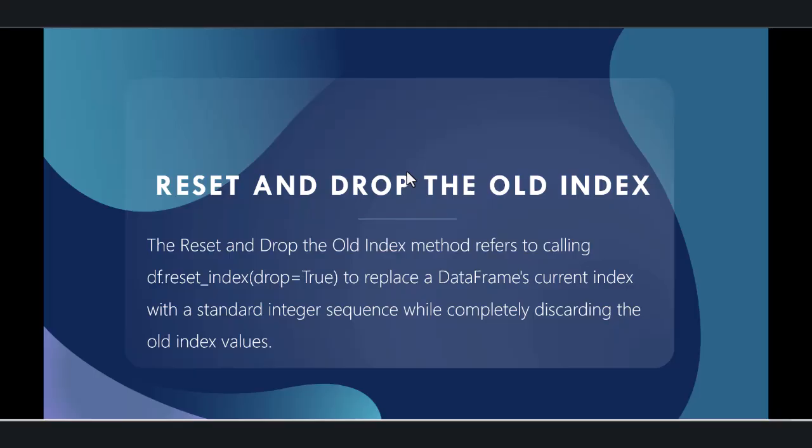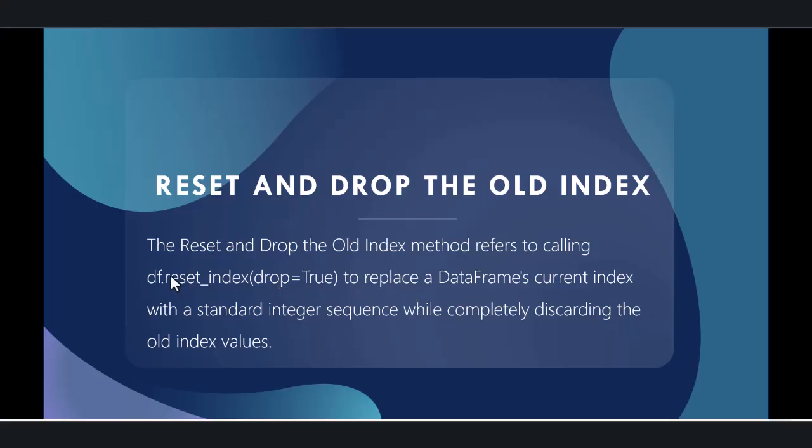Now we'll see the next method, that is reset and drop the old index. The reset and drop the old index method refers to calling df.reset_index with drop=True to replace the data frame's current index with a standard integer sequence while completely discarding the old index values. You may remember in the last example, we wrote the code where we kept the old index, but here we are dropping the old index by using the drop parameter, drop equals true.